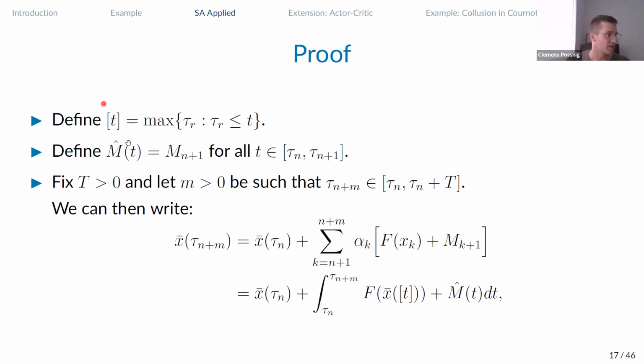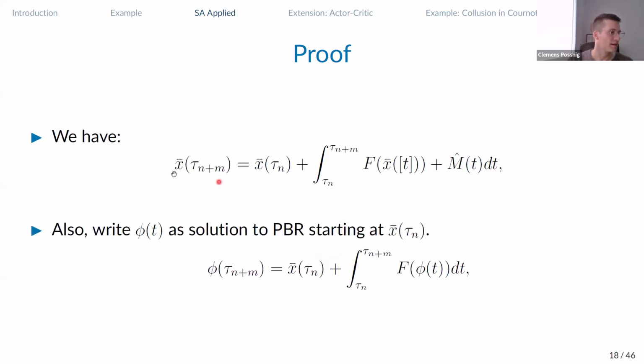And using our definitions, you can write this as an integral now. And that's nice because it's going to help us compare directly to solution curves of the ODE. So we get this integral representation, which I repeat here. And we compare this to a solution of the ODE starting at the same starting value x bar tau n, which I'm now going to just call phi of t. And that's just the usual definition. By construction of a solution, it must satisfy this equation.